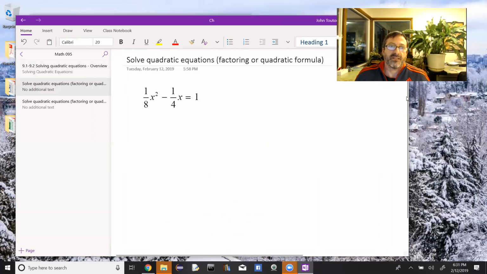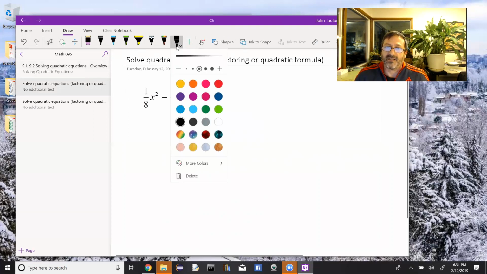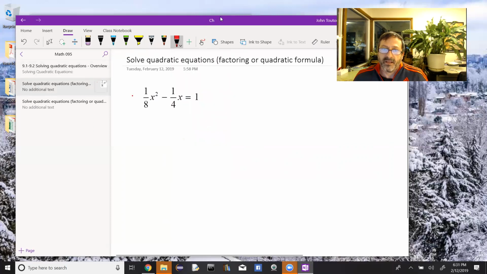So I will do that by multiplying everything by the LCD over 1. In this case, that's going to be 8. So I'll come in here, times here by 8 over 1, times by 8 over 1, times over here by 8 over 1. Multiplying by the LCD over 1 to cancel the fractions.